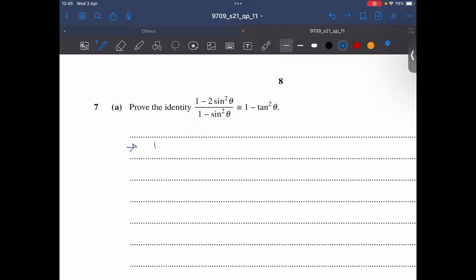So let me just take 1 minus 2 sine square of theta divided by, what is 1 minus sine square theta? Cos square theta. So cos square theta. Then we have 1 over cos square theta minus 2 sine square theta over cos square theta. Agreed?